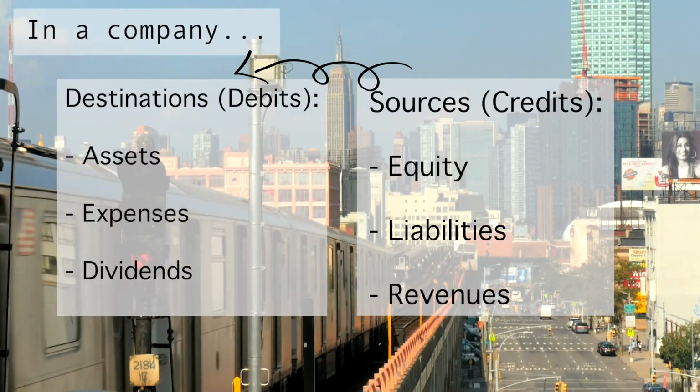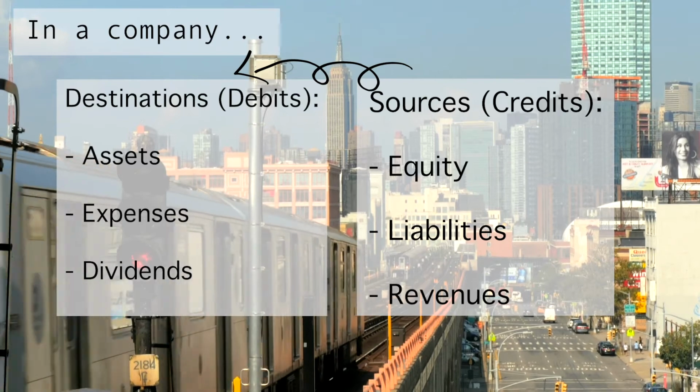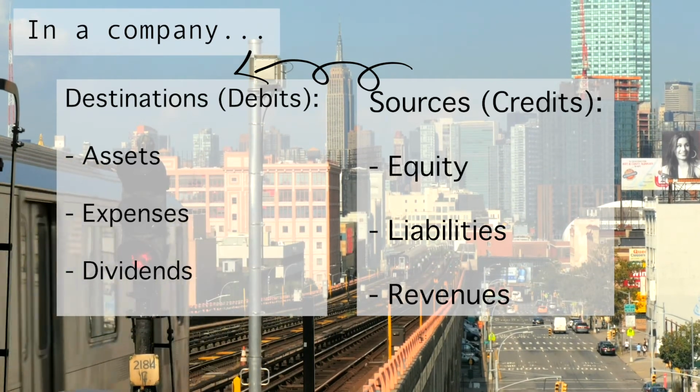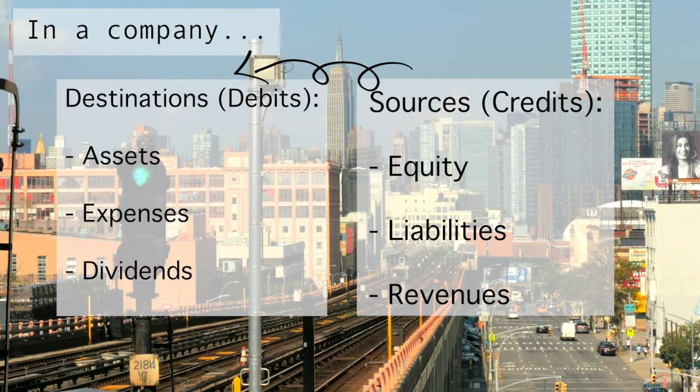In a company, economic benefit will flow towards things such as assets, expenses, and dividends. We source that economic benefit from things like equity, liabilities, and revenue. It can get kind of confusing because we list debits on the left and credits on the right, but just remember that your credit is going to be your source and your debit is your destination. You just have to get used to reading backwards.